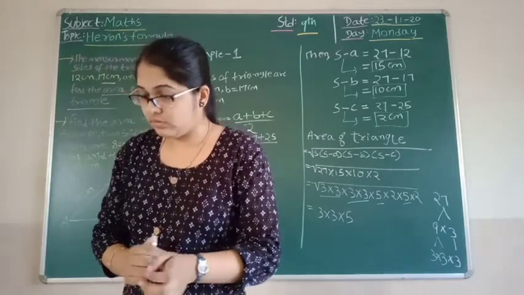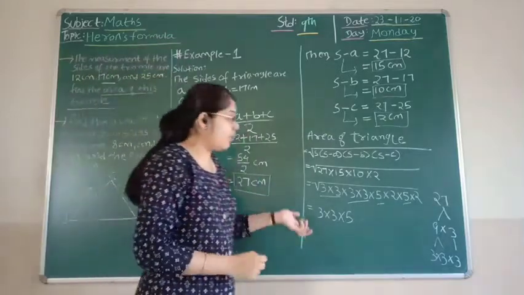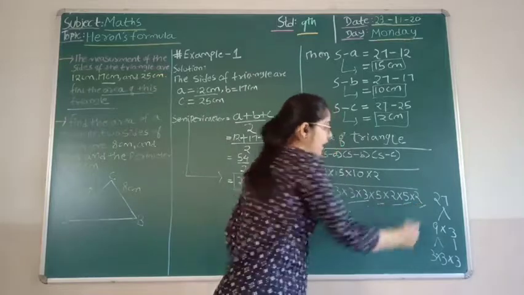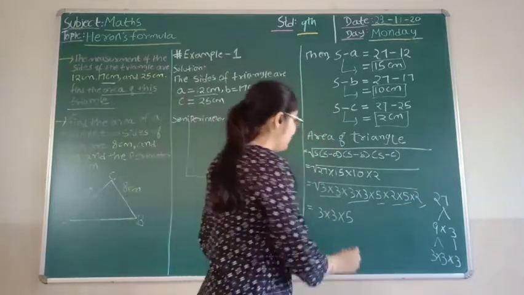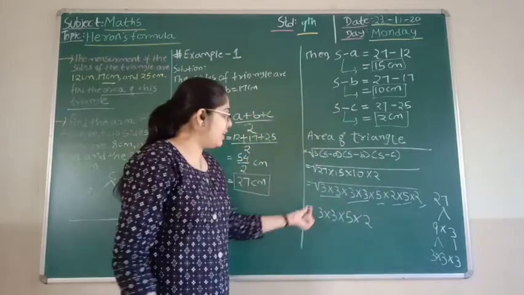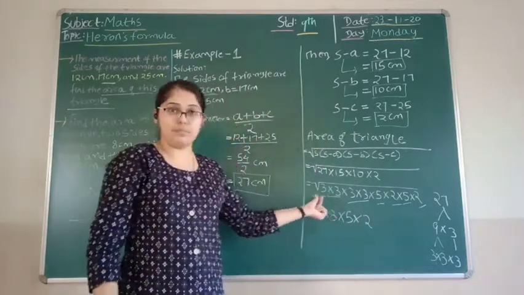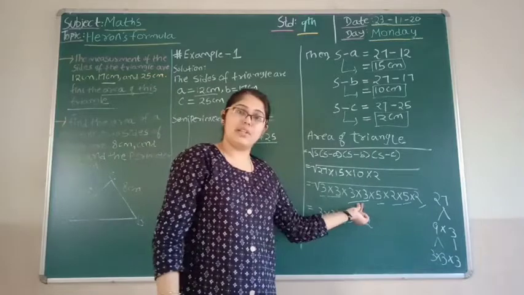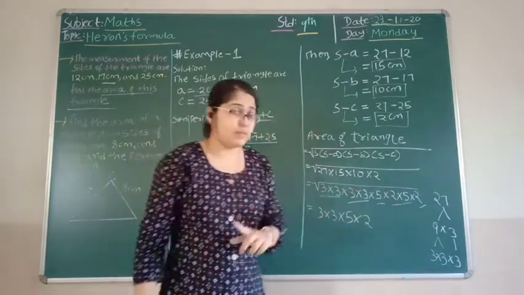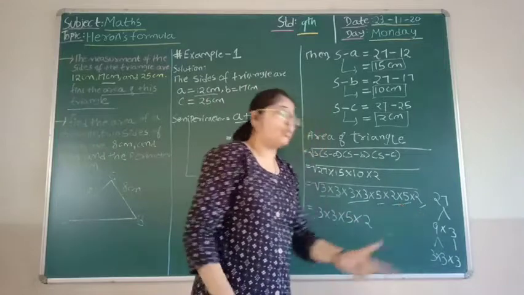Yes, and one more pair we are getting over here is 2 multiplied by 2. So I'm writing here multiplied by 2. So basically you can see 3 multiplied by 3 is one of the pair. Again 3 multiplied by 3 is one of the pair. This 5 multiplied by 5 is one of the pair. And 2 multiplied by 2 is one of the pair.